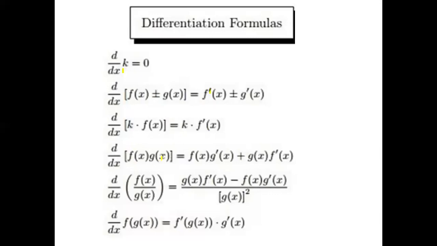Next, derivative of f of x into g of x. This is the formula we know as the product rule: derivative of uv is u v dash plus v into u dash. So here they have written f of x, g of x: first function into derivative of second plus second into derivative of first. F into g dash plus g into f dash.